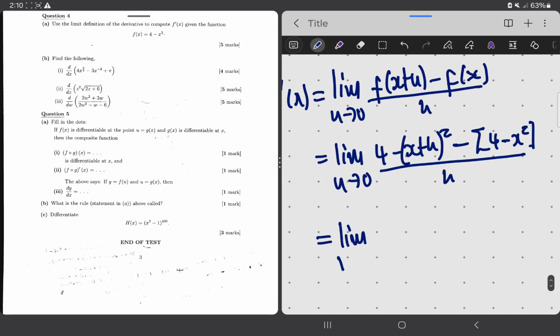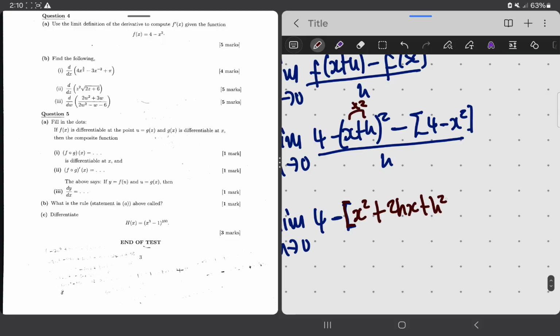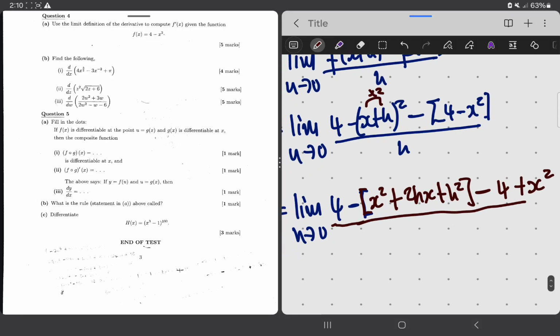So this is the limit as h goes towards 0 of 4 minus. We square this now, please, because you're squaring and there's a minus, you have to be careful. So you put that bracket. Let's square x plus h all squared. You square the first term, x squared. You multiply them together, x times h is xh, and double the answer, so it'll be 2xh. Then plus you square the last one, which is h squared. Then this is going to be minus. Minus of 4 is a minus 4. Minus of a minus x squared becomes a plus x squared. And it's all over h.